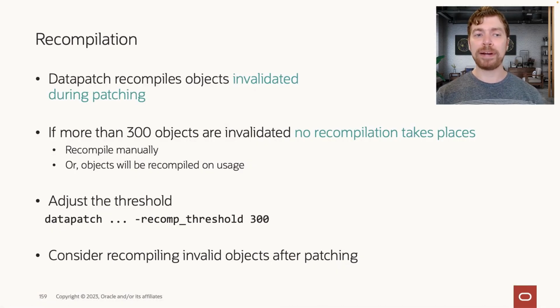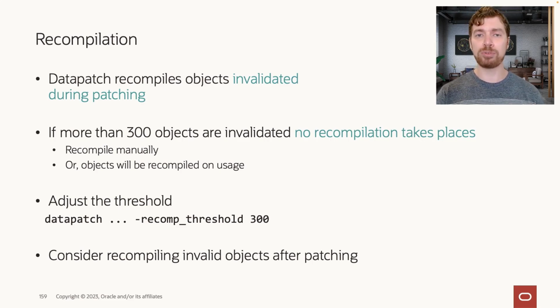Datapatch will automatically recompile only the objects that were invalidated during the patching operation. So let's say you had 10 invalid objects before you started Datapatch. Those 10 invalid objects won't be recompiled by Datapatch, okay? It will only recompile the objects that the process made invalid. And if more than 300 objects are invalidated, then no recompilation takes place. The reason why is because this can take a lot of time.